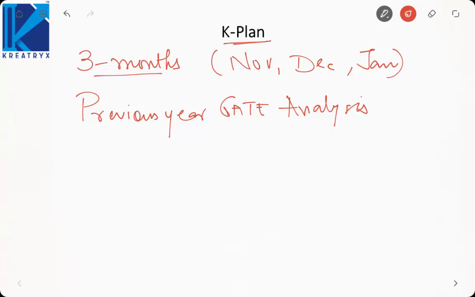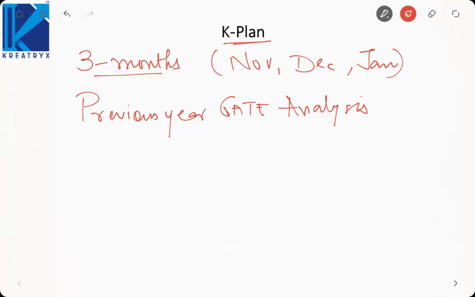But remember, this is the minimum effort that is required. If you have more time, you can devote more time to the preparation and you can get even better results. But this is the minimum time that one must devote for efficient coverage of the GATE course.